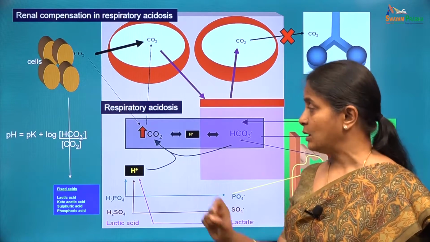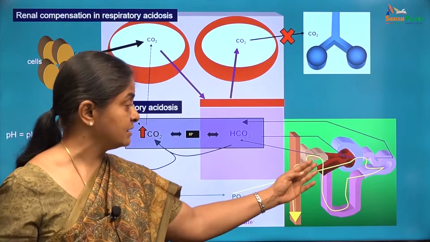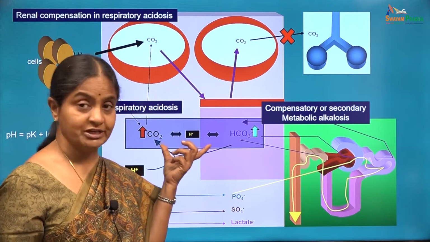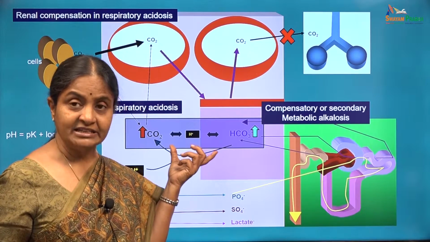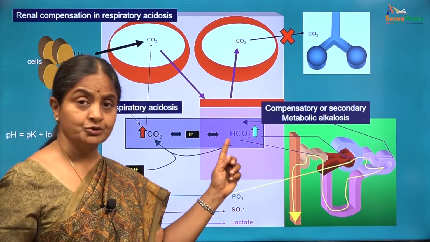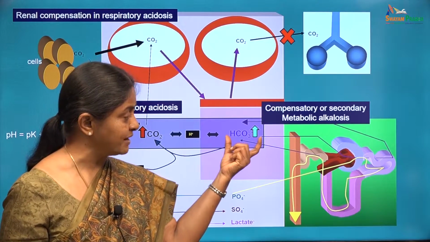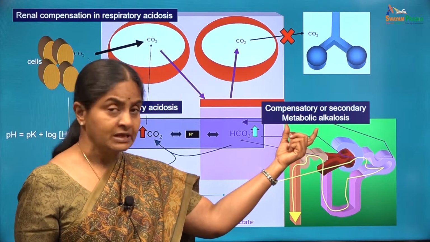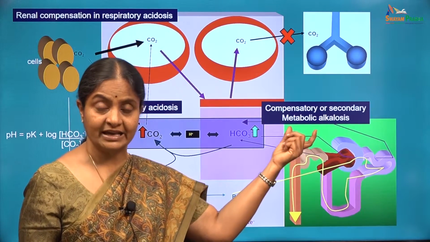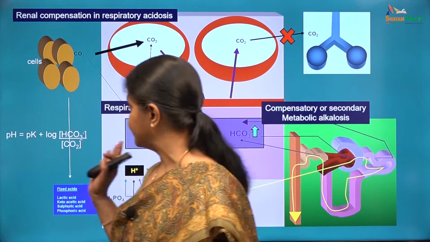And that happens when carbon dioxide increases in plasma, the kidneys increase generation of bicarbonate so as to keep the ratio at 20 and maintain the pH from changing too much. We have referred to increase in bicarbonate as metabolic alkalosis. Therefore, when you see this increase in bicarbonate, some books refer to this condition as compensatory metabolic alkalosis or secondary metabolic alkalosis. I would prefer to use the term renal compensation for respiratory acidosis.